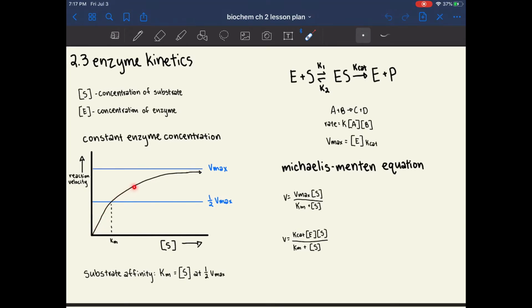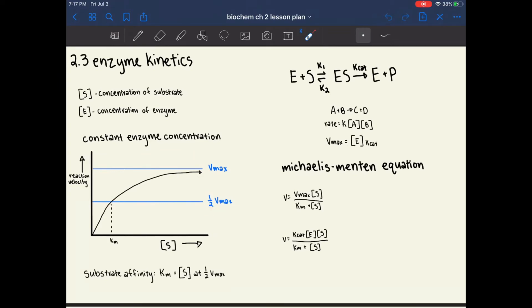so any little bit of substrate you add will find an empty enzyme immediately. So the reaction gets very fast, but as you keep adding more and more substrate, it becomes harder for a substrate to find an empty enzyme because most of the enzymes are now occupied by substrates. So your reaction still does get faster, but it does so more slowly until we reach this point called Vmax, which is the maximum velocity of your reaction. And this happens when all of your enzymes have a substrate. So if you increase your concentration of your substrate, you'll reach Vmax, and then your reaction cannot get any faster.